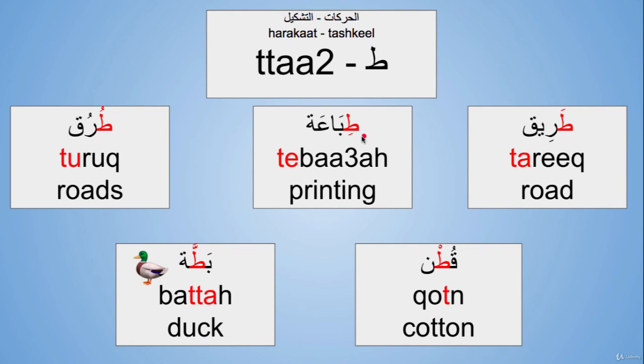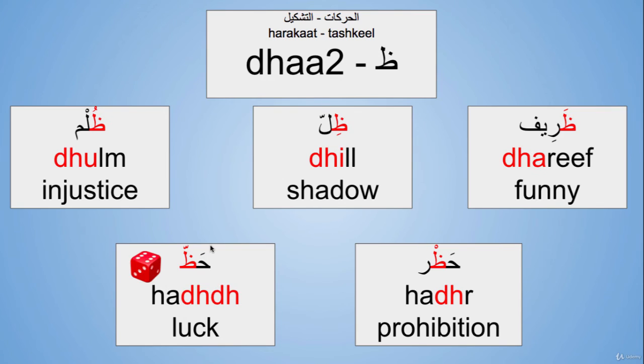When it has kasra, it sounds as ti, like the word tiba'a, which means printing in Arabic. When it has dhamma, it sounds tu, like the word turuq, which means roads in Arabic. It can also have sukoon, like the word qutn, or cotton in Arabic. And it can also come with shadda, like the word batta, which means duck in Arabic.